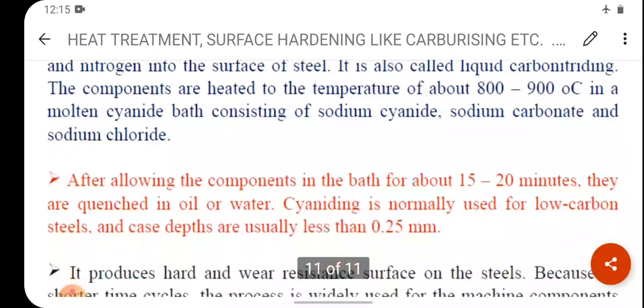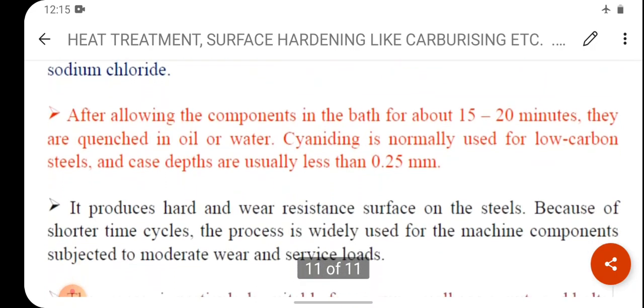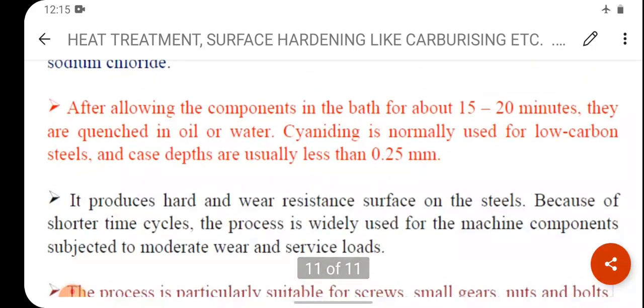Clear? After allowing the component in the bath for about 15 to 20 minutes, कितनी देर के लिए रखते हैं? 15 से 20 मिनट. They are quenched in oil or water. इसके बाद क्या करते हैं? इसको ऑयल और वाटर में क्वेंच करते हैं. Cyaniding is normally used for low carbon steels and case depth is usually less than 0.25 mm. इसमें केस का जो डेप्थ होता है बहुत कम होता है, that is less than 0.25 mm.